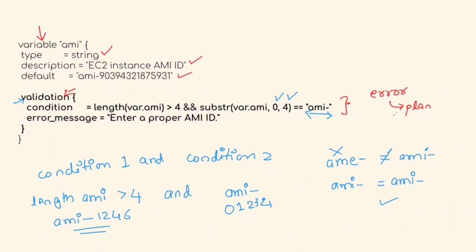I would like to also add that we can give custom error messages, meaning if this particular validation fails, we can share a message to the user telling them that they have to enter a proper AMI ID. Well, this is how you can answer this particular question if it is asked in the interview.